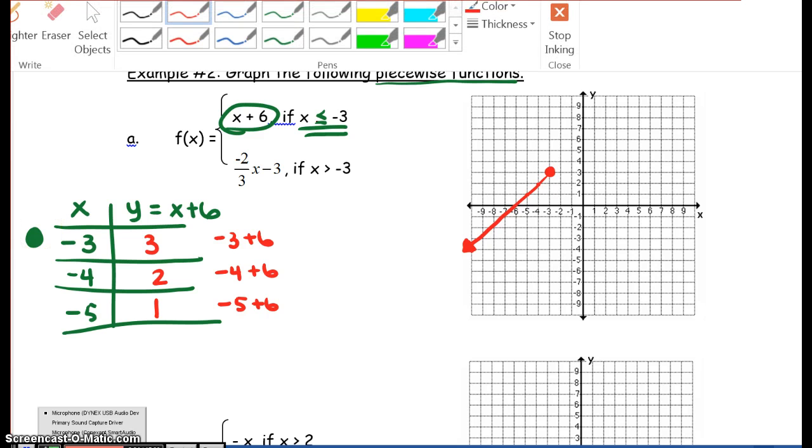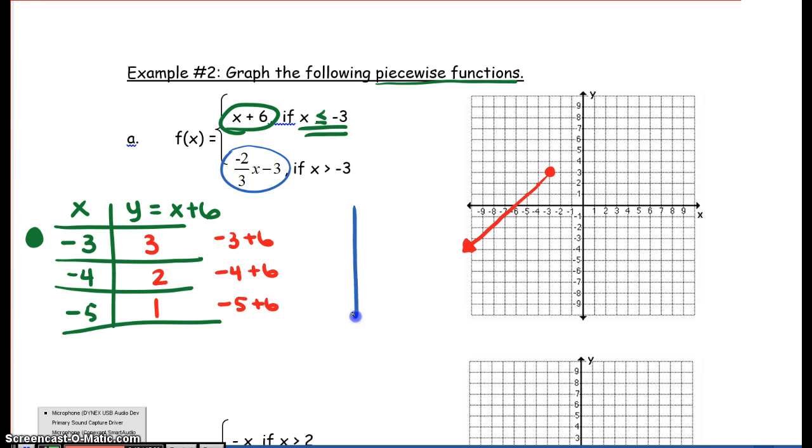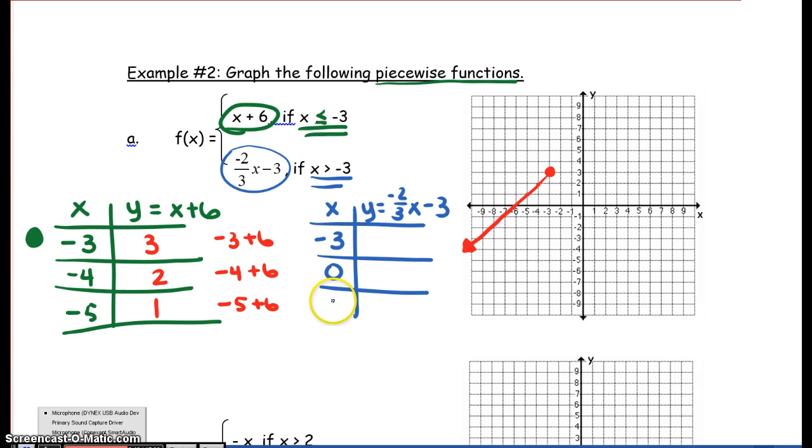Alright, let's go ahead and do the second one, and we'll use blue on that one. And what we're going to do is the same process. We're going to just create a table of x's and y's. Here's an x, here's a y. In this case, y equals negative 2/3 x minus 3. Alright, so then we pick our values. We always start with what we see here, which happens to be negative 3 as well. Then we ask ourselves, x is greater than negative 3. What are numbers greater than negative 3? Well, I know 0 is one. I like positives better. And I know 1 is one as well. So we'll get those answers.